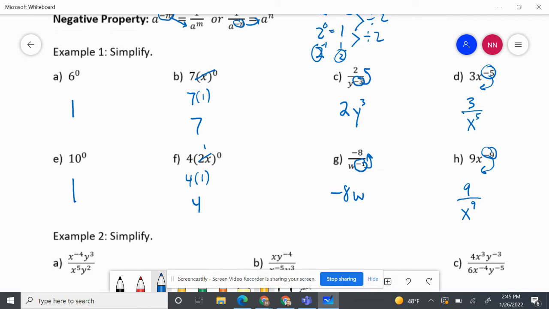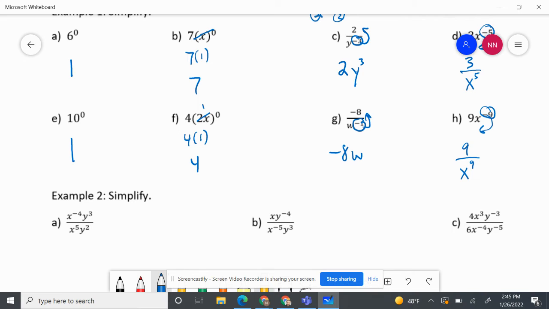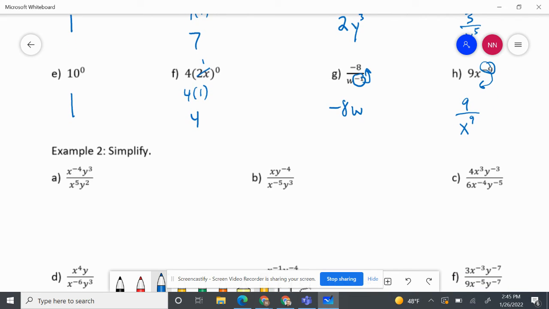Now we're going to look at more complicated problems with negative exponents. So we see division, like what we did last time. This negative 4, if we bring it down, it becomes a positive 4. So that means we have x to the ninth. 5 plus 4 is 9. Here we have y's. We see that there's a 3 and a 2. So that means there's more y's on top. There would be one more. So that would be our answer.